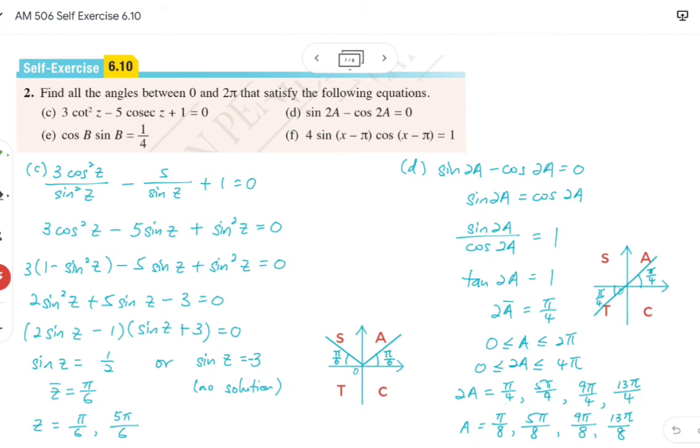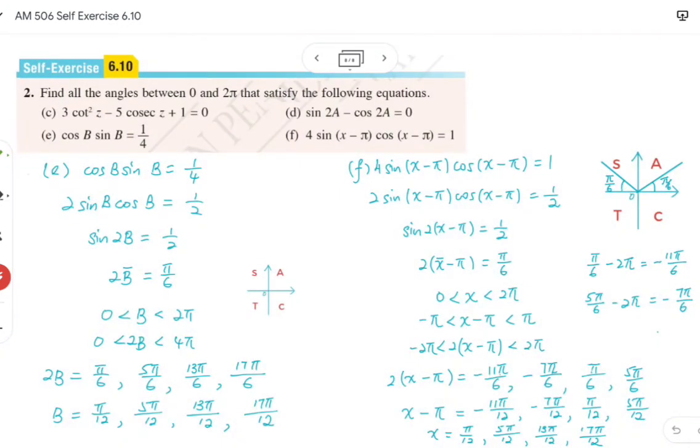These are the angles for 2a. We want the angle for a. So each of these angles will be divided by 2. There we get a equals pi over 8, 5 pi over 8, 9 pi over 8, and 13 pi over 8.